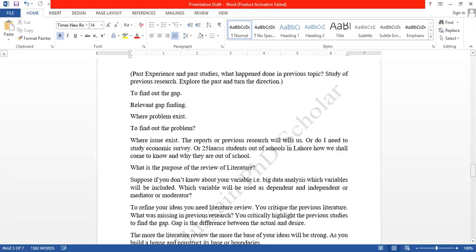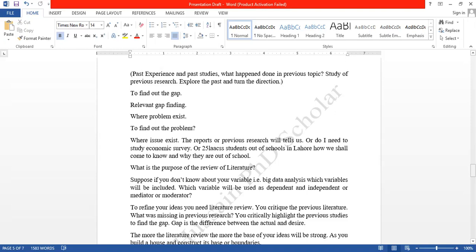Study of previous research, explore the past, and turn to the direction to find the gap, where the problem exists, to find out the problem. These are the things which occur in our mind when we think about literature review. Or we also think about where the issue exists and the reports from where we can get this data.